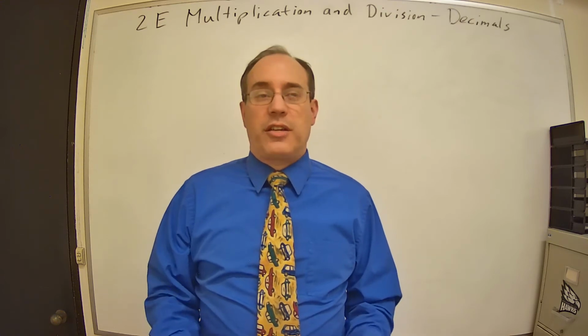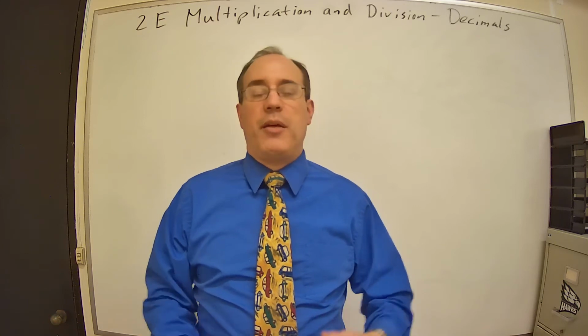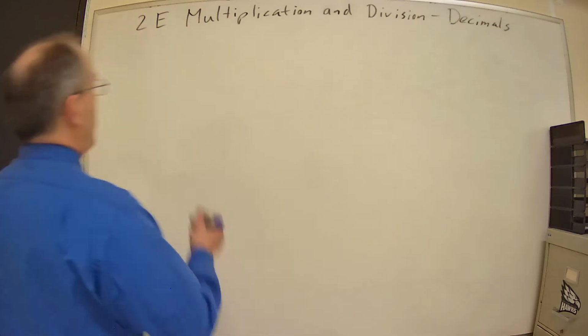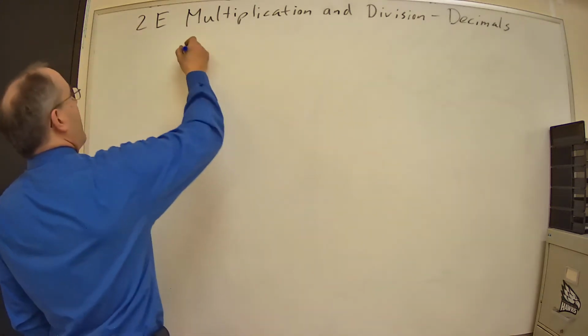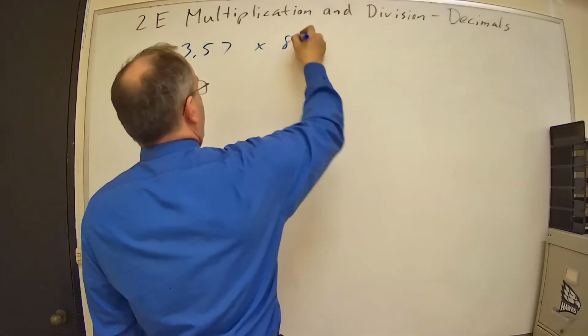The real question is going to be, where does the decimal go? And hopefully I'll be able to show you some ways to be able to get that decimal in the right place every single time. So let's start with multiplying decimals. So what if I have 3.57 times 8.2?